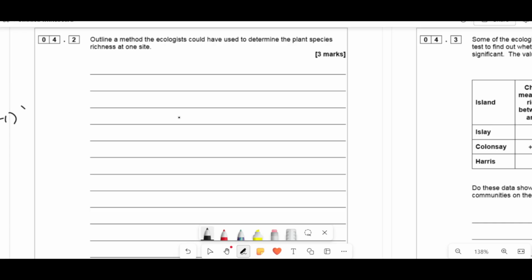So outline a method that ecologists could have used to determine the plant species richness at one site. Species richness is the number of different species. It's not to do with the number within each, all right? It's the number of different species.